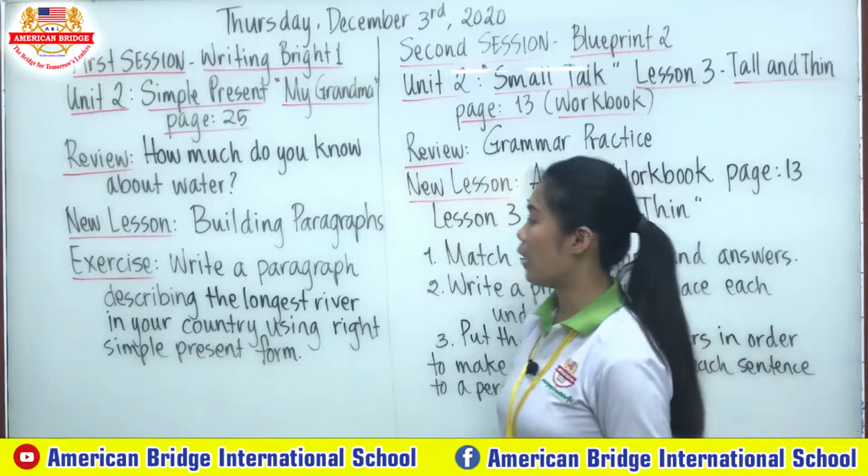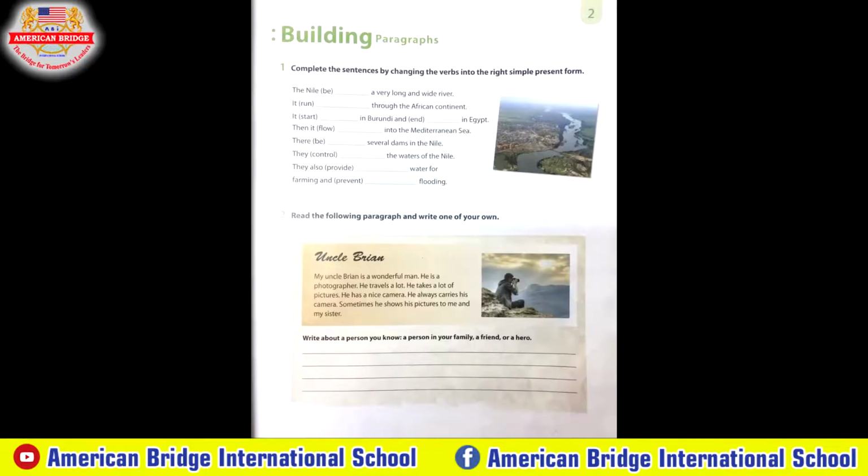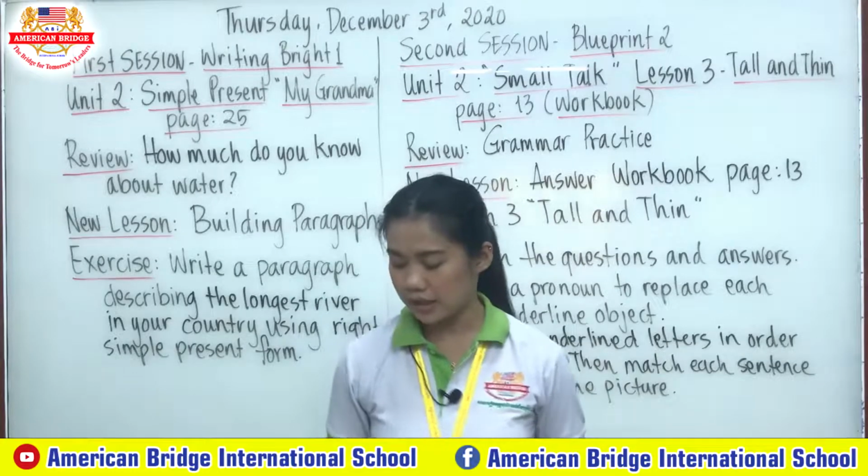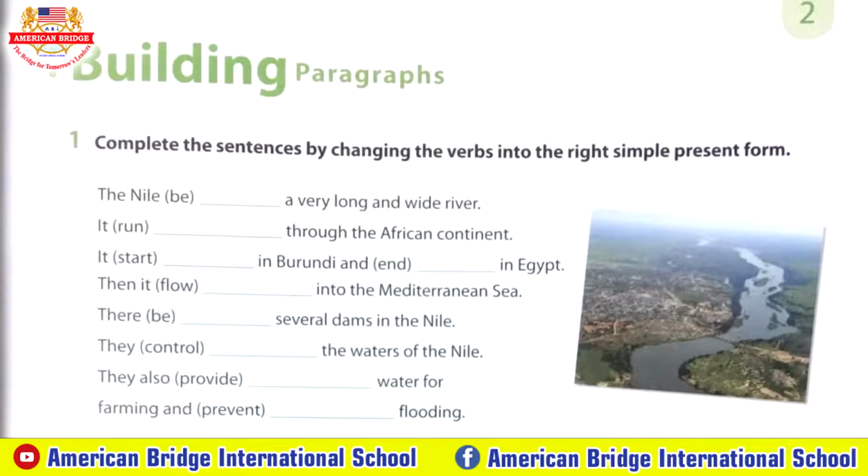Now let's move on to our new lesson, everyone, building paragraph, page 25. For this lesson, let's complete the sentences by changing the verbs into the right simple present form. So as you can see, everyone, you can see the open and closed parentheses in here, like here. The Nile, B. So what is the correct form for this word? The Nile, what is the correct form for this word, everyone?